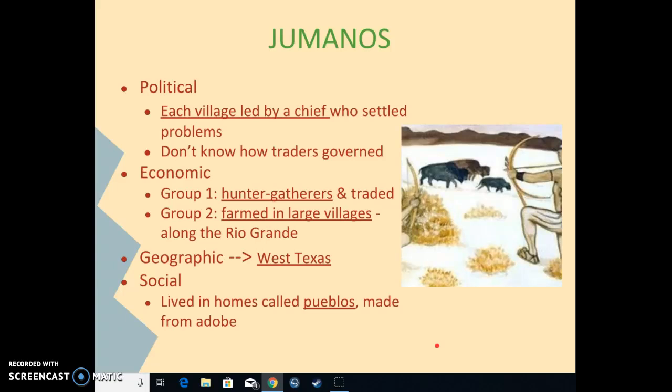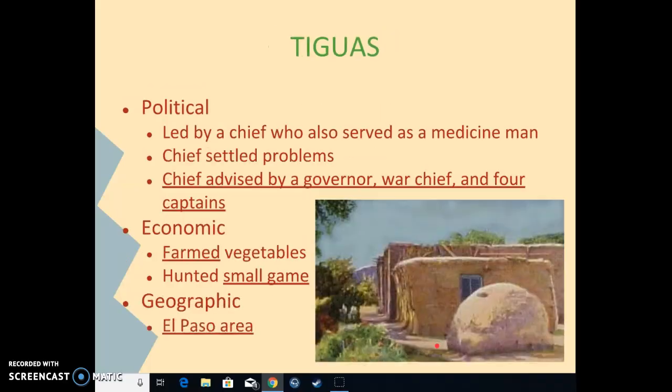And of course, they lived in the West Texas area, near El Paso and in the Big Bend area that we talked about. And they lived in homes made of adobe that we called pueblos. And adobes are basically clay and grass mixed with water and then hardened and made into bricks. And then the sun dried them, and then they made their pueblos or their houses out of this. Extremely efficient in using the land itself.